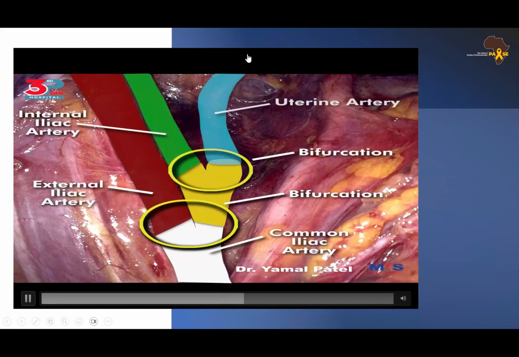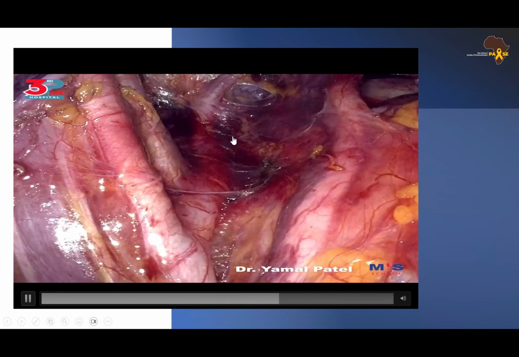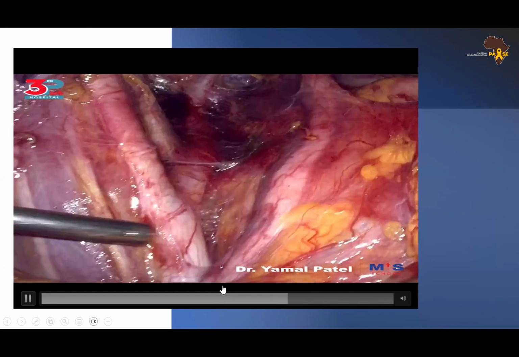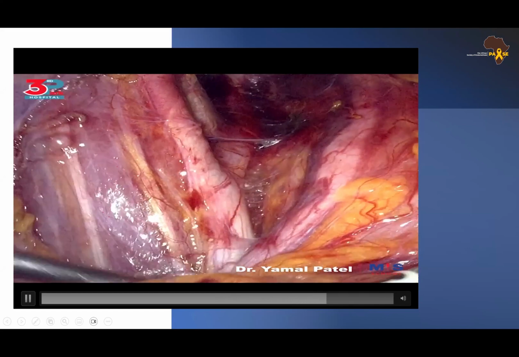From here, you'll get the uterine artery that is branching away medially. So that's the uterine artery in front. And as you see further, you will see the ureter on this side crossing over the common iliac artery. This is the left side of the pelvis.